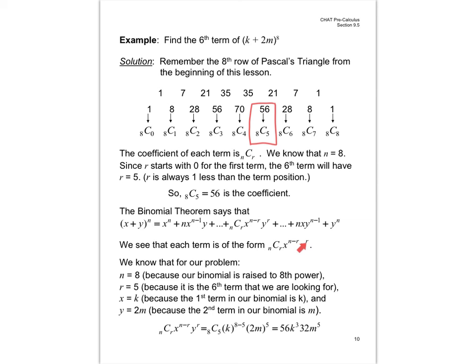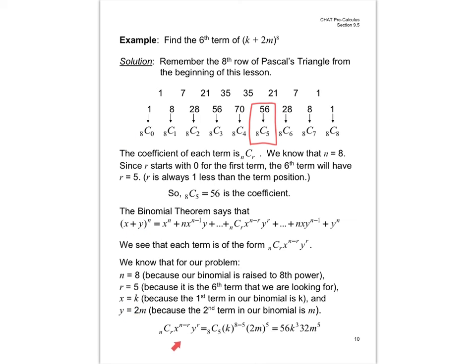Now the other thing to remember is this is for x plus y, but my problem is k plus 2m. So down here I've expanded it out. n is 8. We know that because of this right here, either from writing all of these out until I get to the 6th term, or we can just remember 8 is always the n number, and if I want the 6th term, this is going to lag behind by 1, so it's going to be a 5. So n is 8, r is 5, and instead of an x, we've got a k, so take out the x and put a k, and take out the y and put in a 2m.